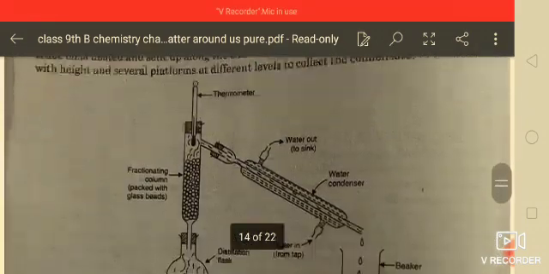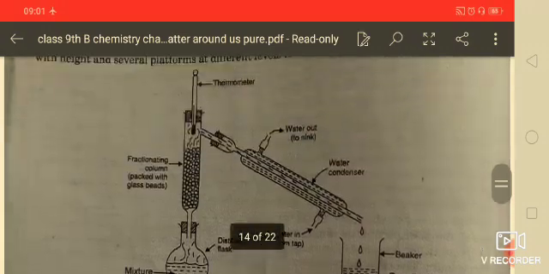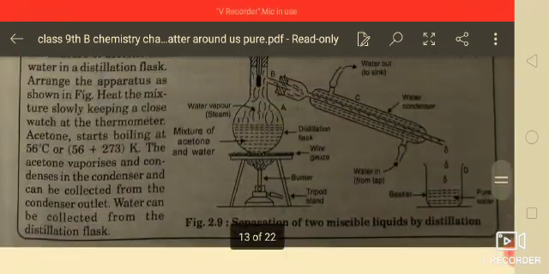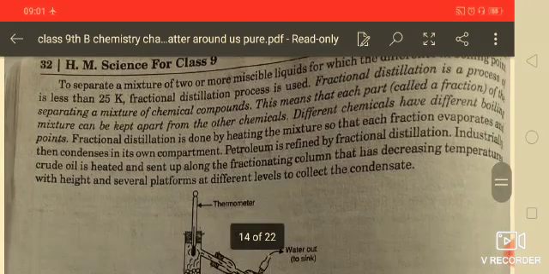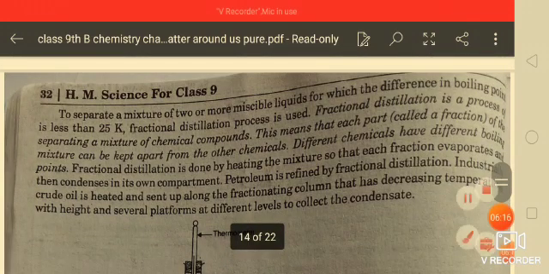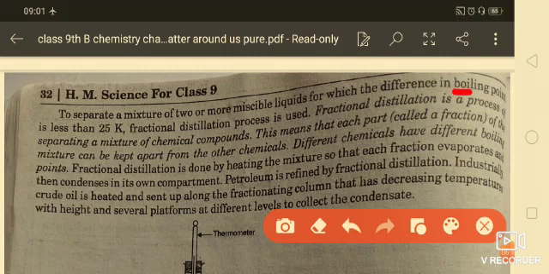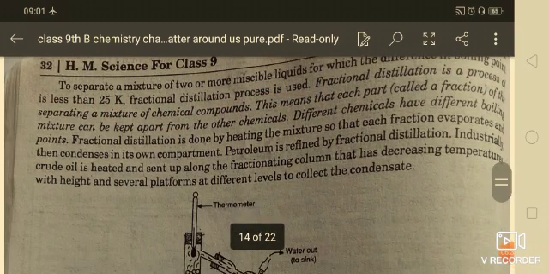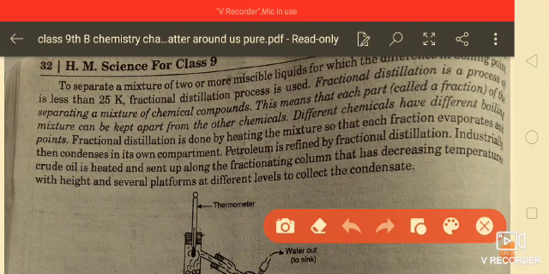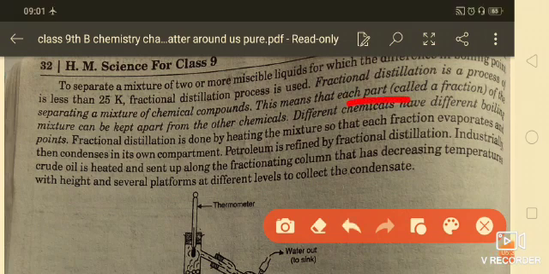Okay. Now students, you are seeing here fractional distillation. So what will you find in fractional distillation? It is used to separate a mixture of two or more miscible liquids for which the difference in boiling point is less than 25 K, 25 Kelvin. In that situation the fractional distillation process is used. Fractional distillation is the process of separating a mixture of chemical compounds, so that each part, called a fraction of the mixture, can be kept apart from the other chemicals.